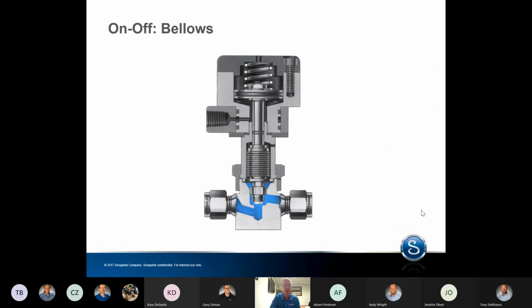This animation illustrates a packless design. There's no packing to wear as the stem moves up and down through the bonnet, and the system fluid is contained within the bellows as the valve opens.